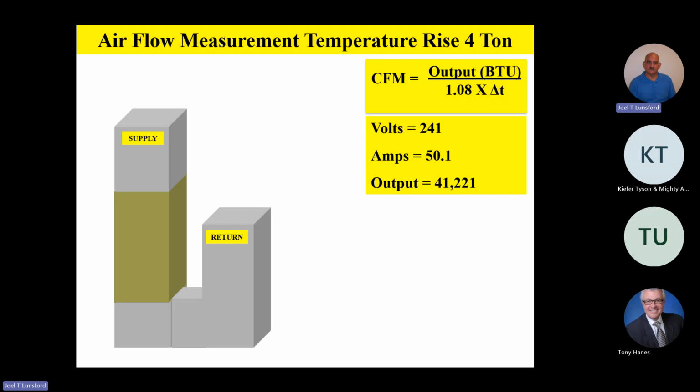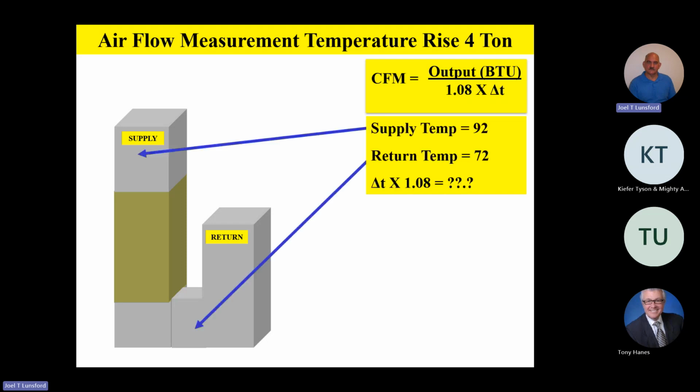And now let's do the second portion of the formula where we take our temperature. So we take our temperature probe, a good quality temperature probe, make a little hole in the supply and return. I've got 92-degree supply, 72-degree return for a delta T portion of that formula of 20. So 92 minus 72 equals 20. But hang on, we're not done yet. We need to take that 20 degrees and multiply it times 1.08. So 20 times 1.08 equals what? 21.6. Got it. Good, excellent.